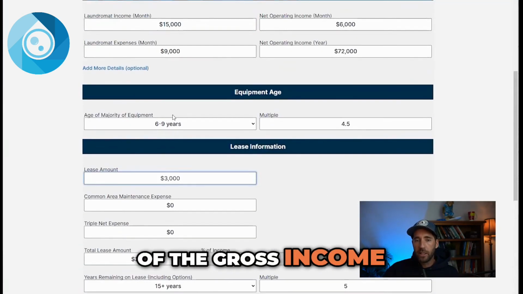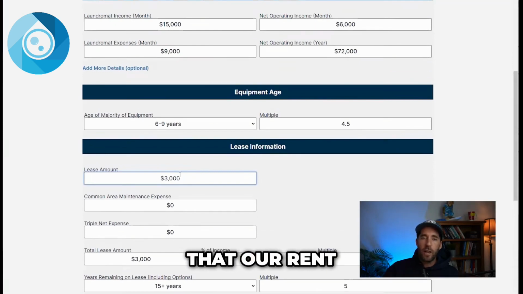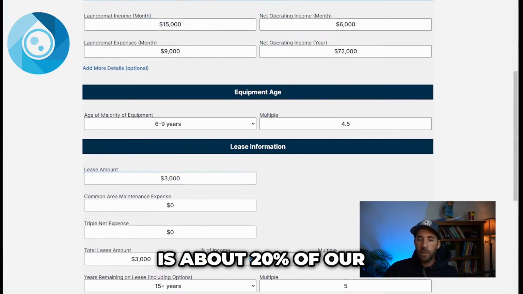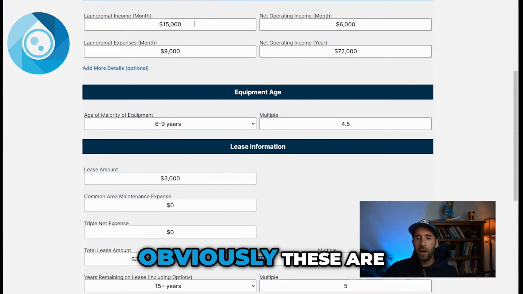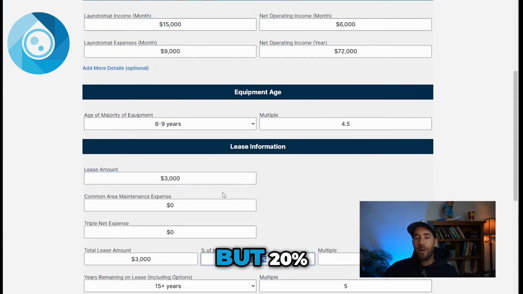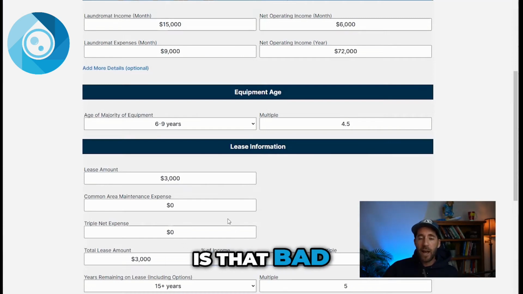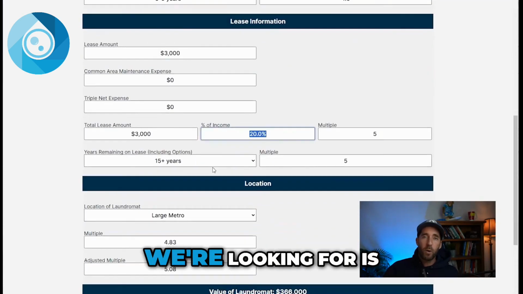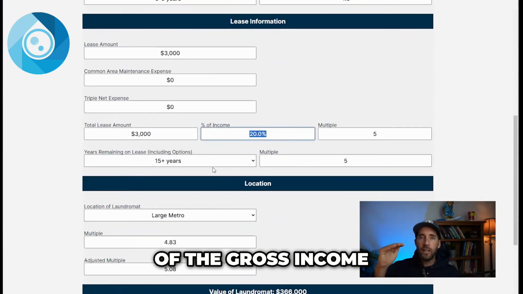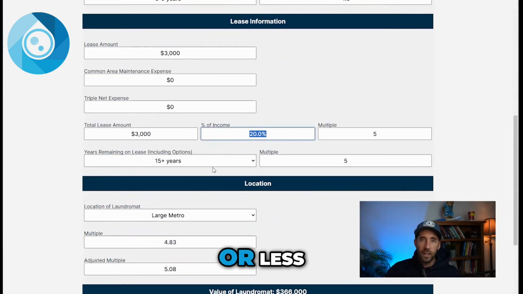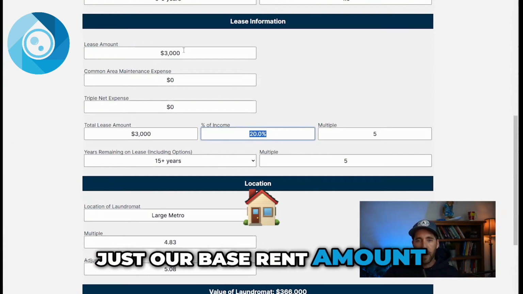of the gross income. So you can see that our $3,000 rent is about 20% of our $15,000 estimated income. Obviously, these are a lot of round numbers, but 20%. So is that good? Is that bad? Well, the magic number we're looking for is 25% of the gross income or less for the rent amount. However, this is just our base rent amount.